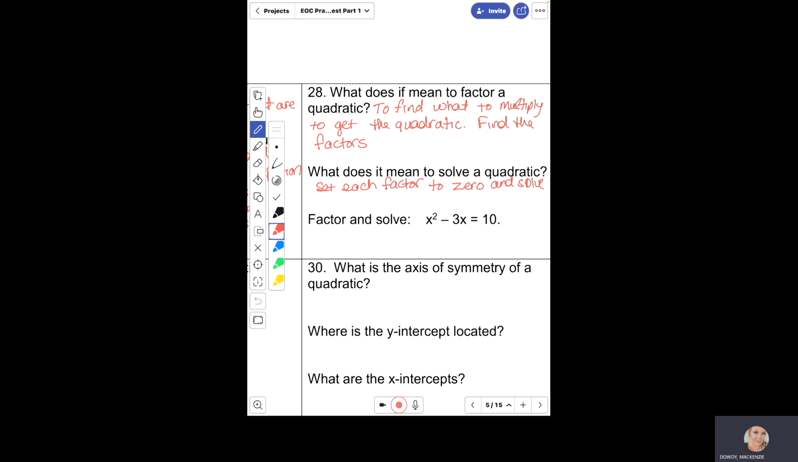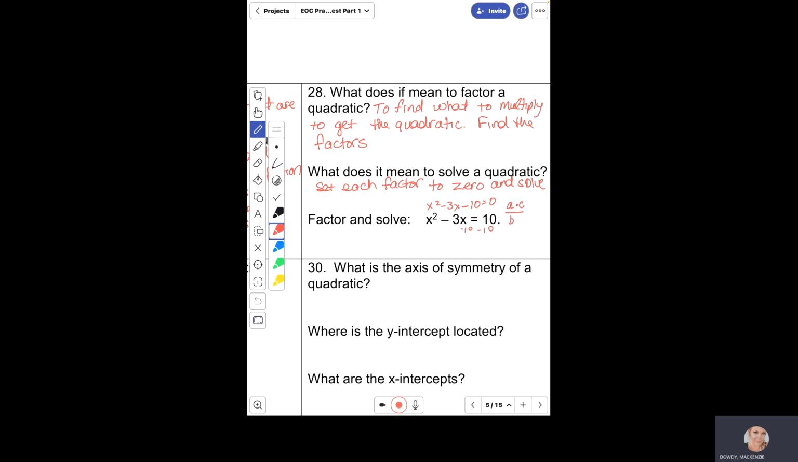So then they want us to factor and solve x squared minus 3x equals 10. We're going to change that to x squared minus 3x minus 10 equals 0. We subtracted 10 from both sides so that we could get our quadratic. To factor it, remember we need to find two numbers that multiply together to get the value of a times c, but when we add them together, we get the value of b.